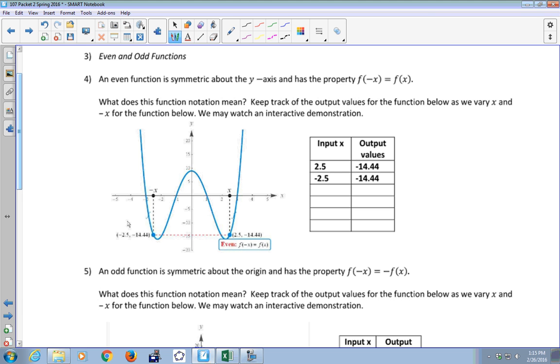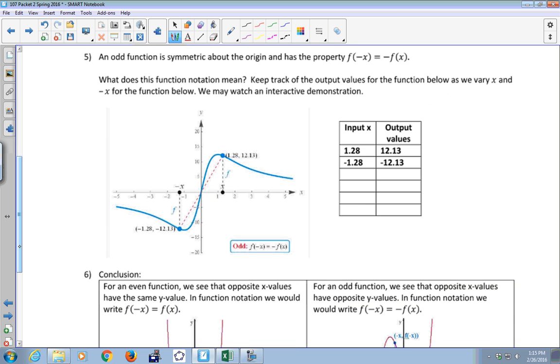So for example, if I plug in 2.5 and negative 2.5, in this picture, this x coordinate is 2.5, this x coordinate is negative 2.5. They both give the exact same y value of negative 14.44. Okay.